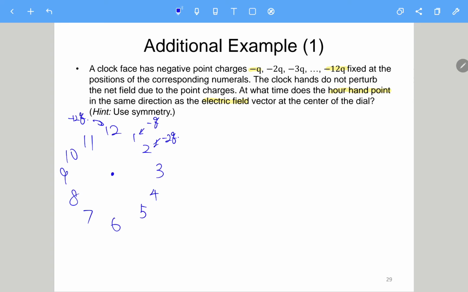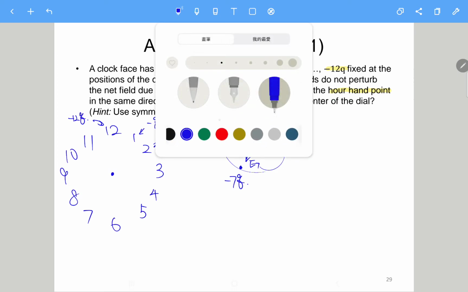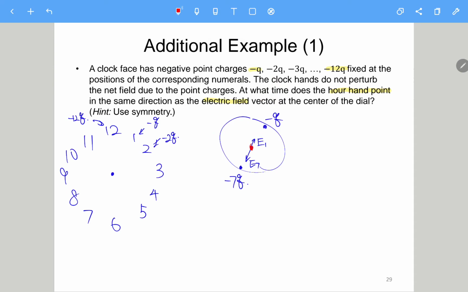Here we can just use some cancellation. For example, if we have a negative Q here and negative 7Q here, negative Q will generate an E field, E1, pointing to this side, and negative 7Q will generate an E field, E7, onto this side. The distances from the charges to the center are the same. So the only effect is the amount of charge, which means E7 will be 7 times larger than E1.